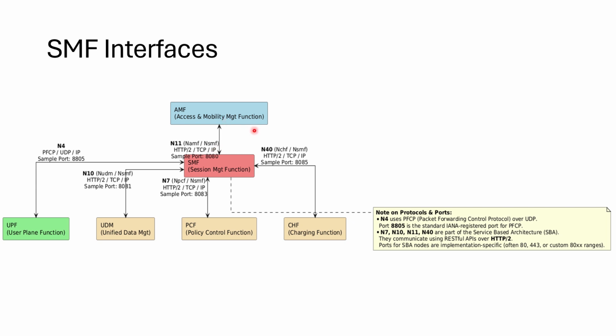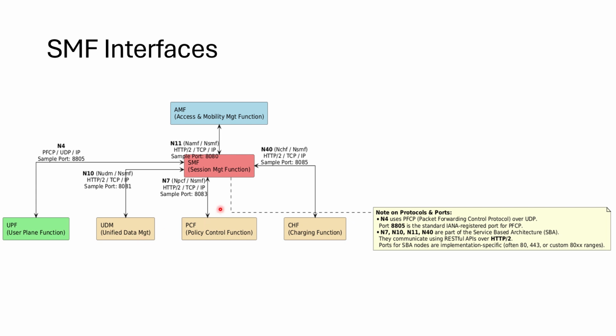AMF handles the mobility, like where the user is. When a user requests a data session, the AMF passes the request to the SMF over N11, and they work together to manage the connection as the user moves. Next we have the N10 interface, that is between SMF and UDM. UDM, Unified Data Management, is the subscriber database. The SMF queries the UDM over the N10 interface to check whether that particular user is authorized for the services they are requesting or not.